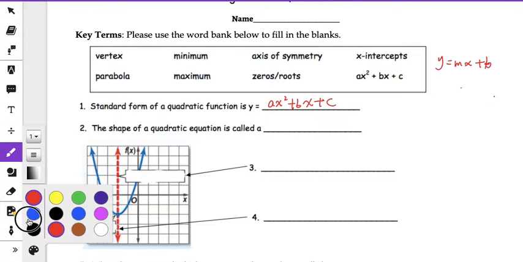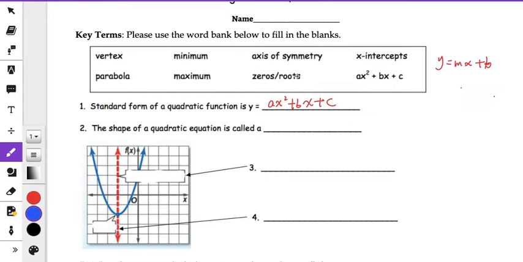And some students might have a question regarding a and b. A and b are coefficients. A is the coefficient of x squared, b is the coefficient of x, they're just numbers in front of variables, and c here is a constant term.